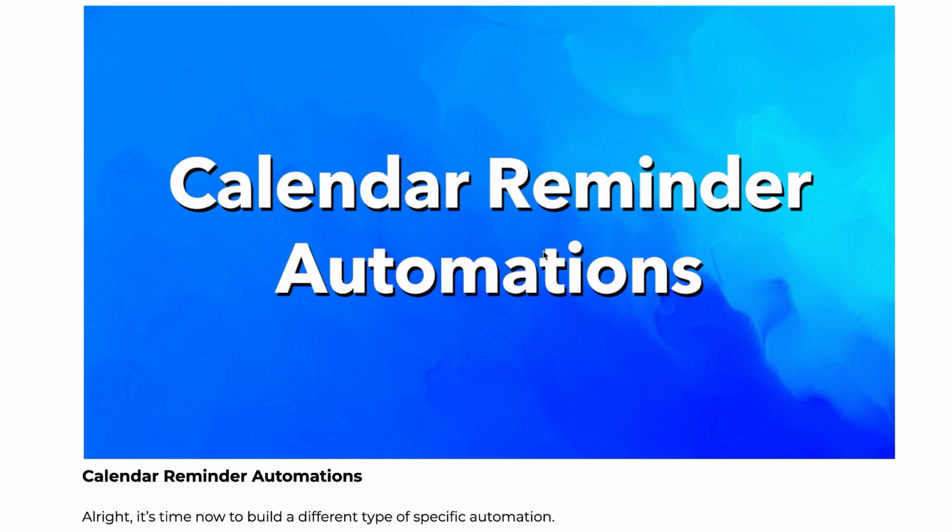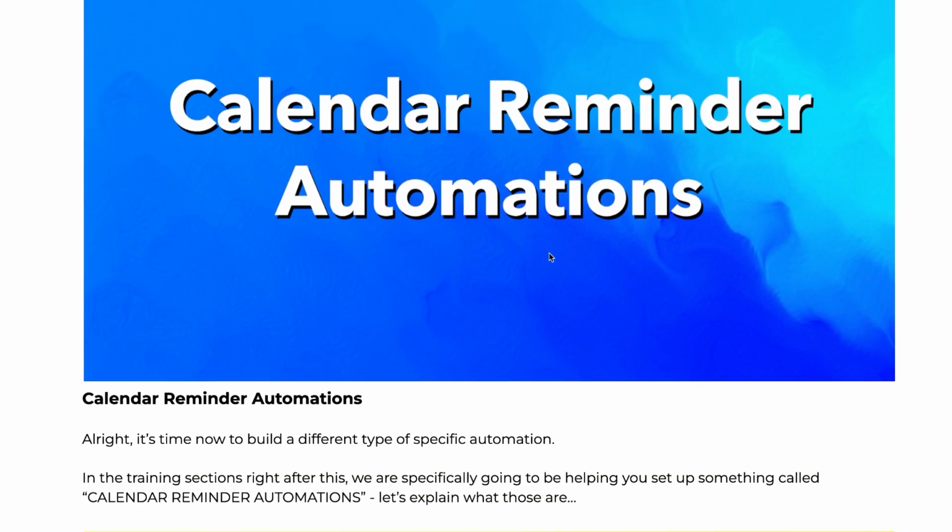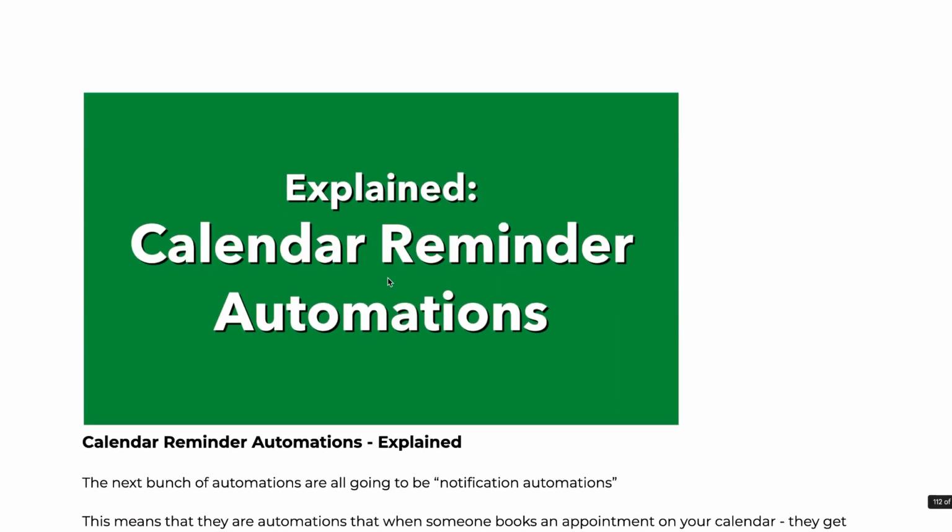This is going to be the training section on calendar reminder automation. So again, before we already went ahead and walked you through how to build a specific type of automation, this is going to be another type of automation that we're going to help you build. And this automation type is the calendar reminders automation type. So let's explain exactly what the calendar reminders automation type is.